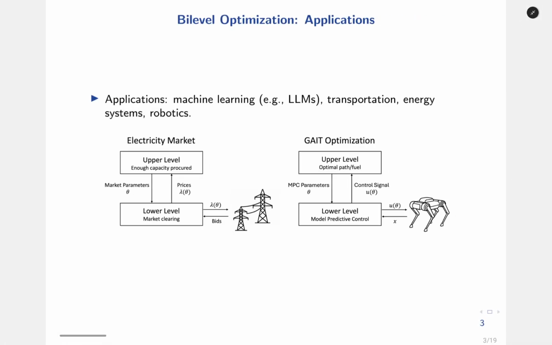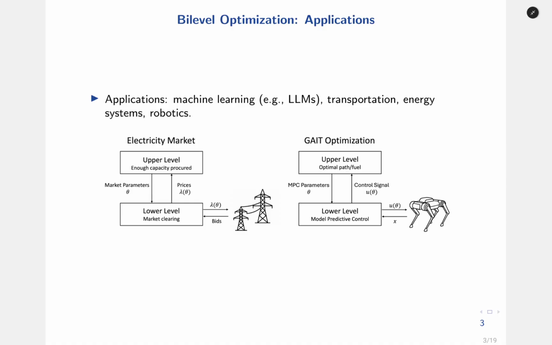Bilevel optimization appears in a wide range of domains, from machine learning and transportation to energy systems and robotics. Here, I highlight two concrete examples. In the case of the electricity market, we have independent system operators that have a specific objective or goal in mind. For example, here we assume that they want to ensure that enough capacity is procured during a capacity auction. With this goal, they have access to a set of market parameters that we denote by theta. When the lower level problem receives these parameters, the capacity market is run, where the generators will bid, and then the market is cleared and a set of prices is obtained. This shows how the two levels interact together.